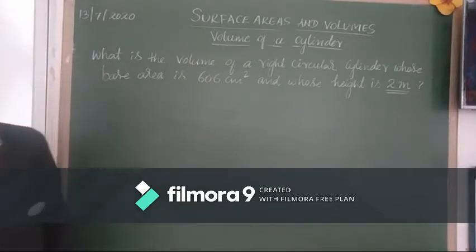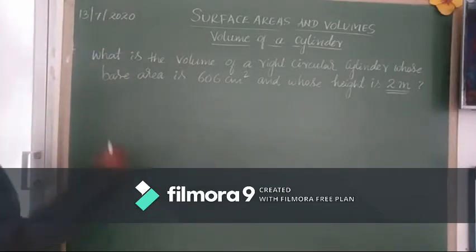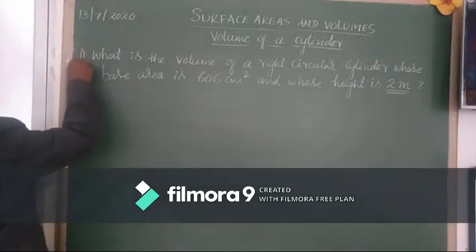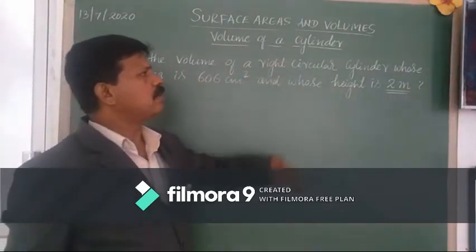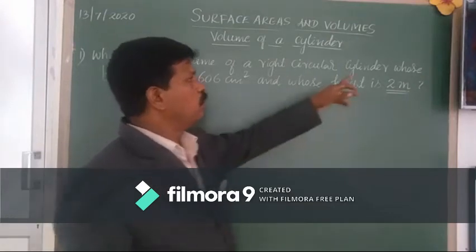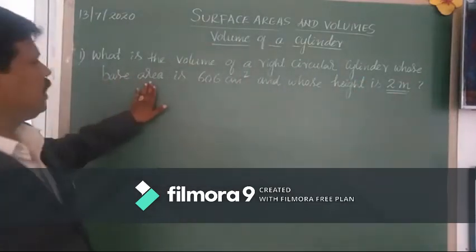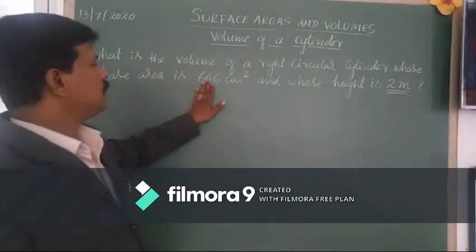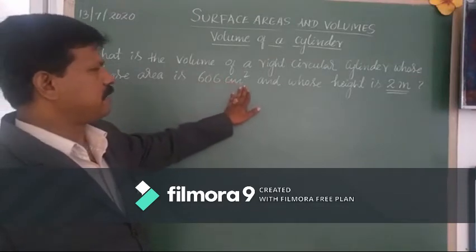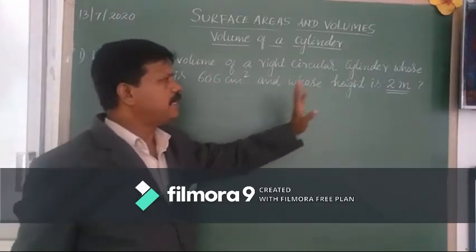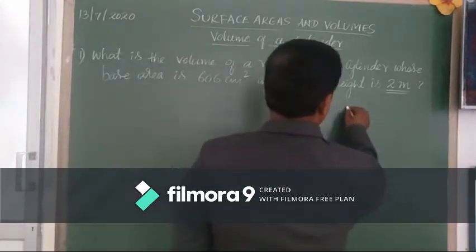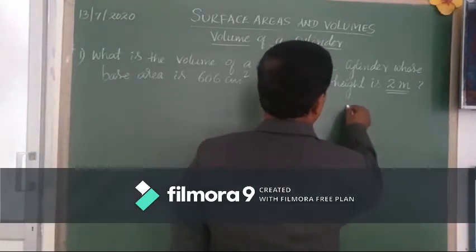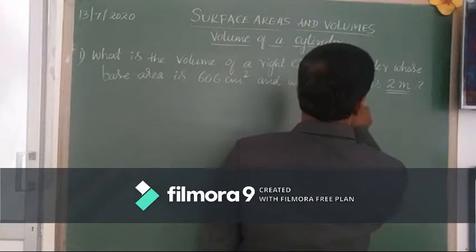Now, let us take the first example. What is the volume of a right circular cylinder whose base area is 606 square centimeter and whose height is 2 meter? Now recall the formula of the volume of a right circular cylinder.